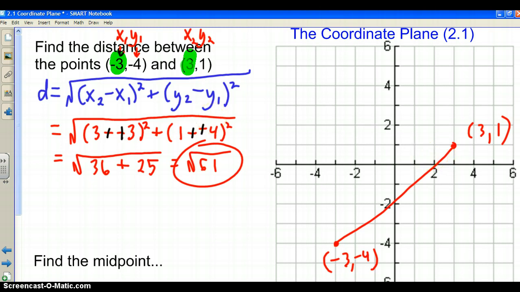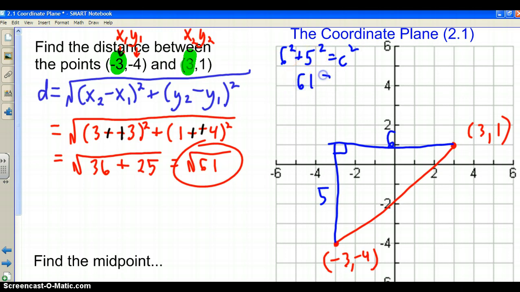There is another way you could do it, just to show you. If you wanted to, you could draw a right triangle here and count out this side: 1, 2, 3, 4, 5, 6. Count out this side, it's 5. And you could use the Pythagorean theorem. You could say 6 squared plus 5 squared is equal to c squared. So that's 36 plus 25, which is 61, is equal to c squared. Take the square root of both sides.